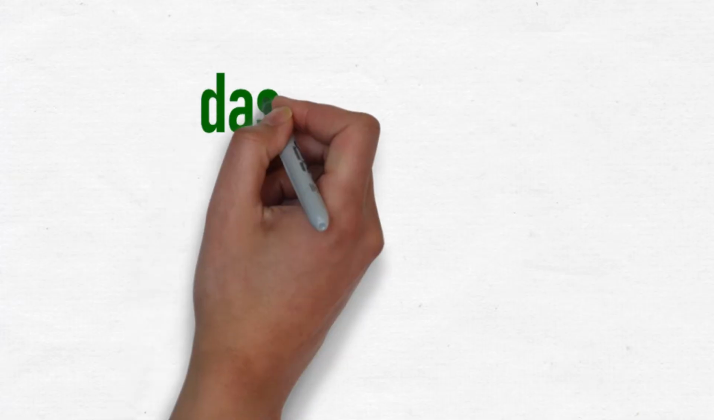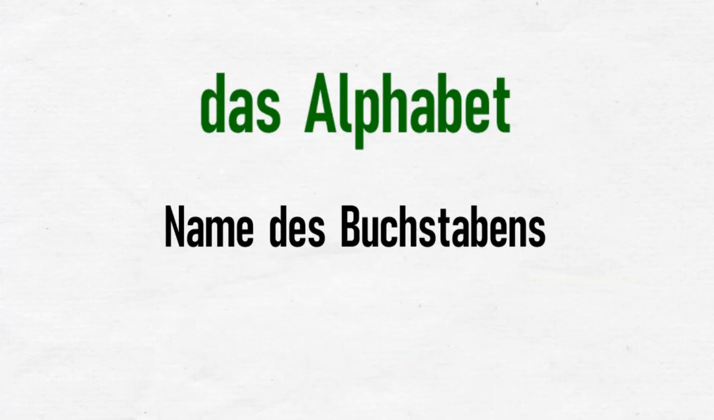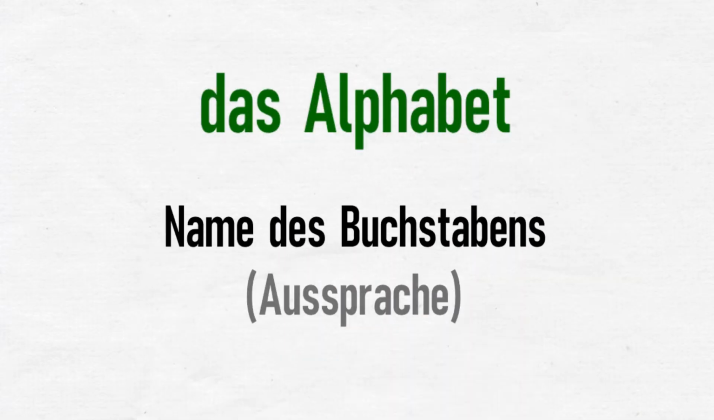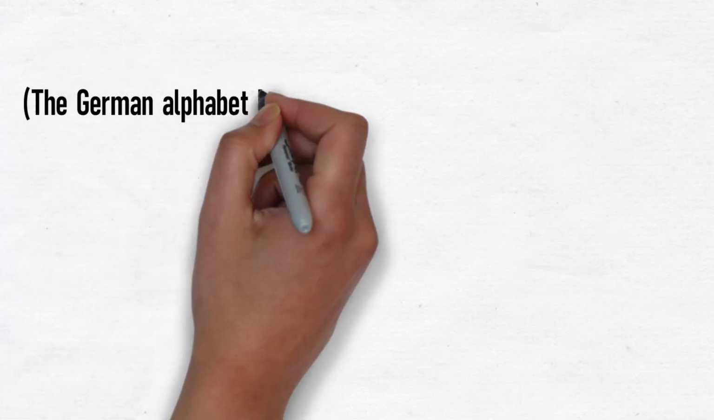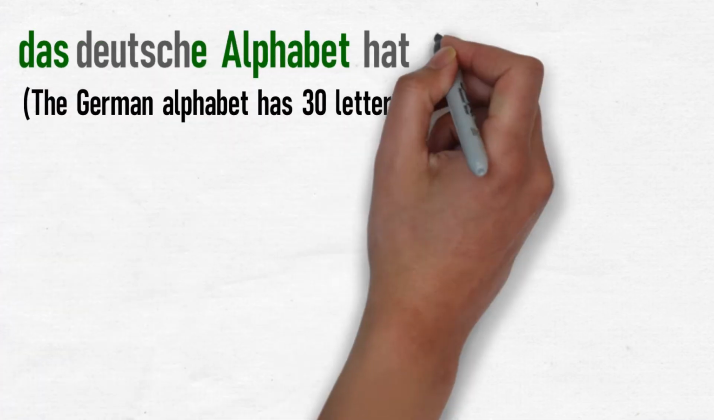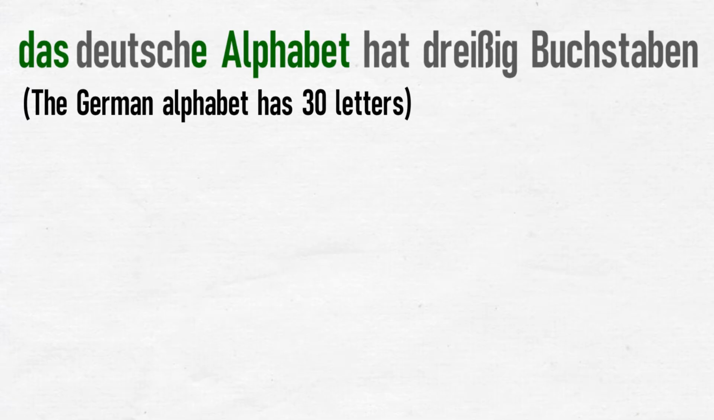In this section, I will read the name of the letter and write a rough pronunciation in brackets to help. The German alphabet has 30 letters. Das deutsche Alphabet hat 30 Buchstaben, made up of the 26 letters of the English alphabet and 4 extra letters, which I will discuss in the next section. The 26 letters that are the same as the English alphabet are as follows.